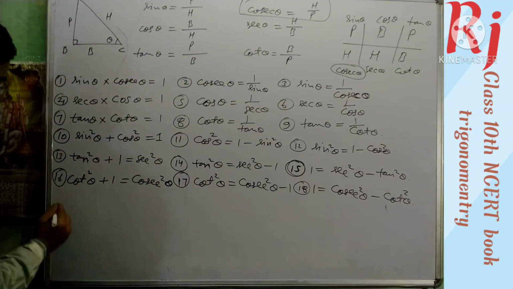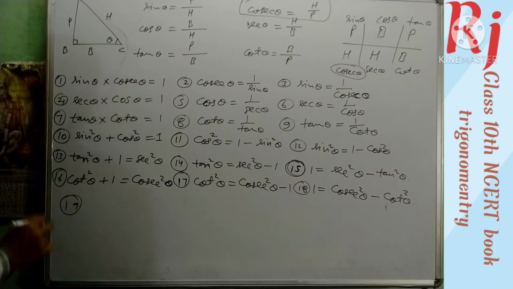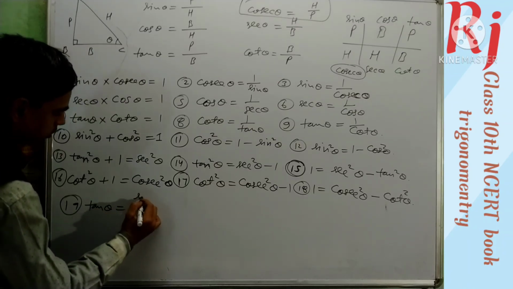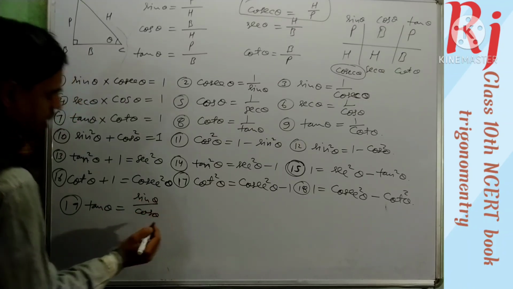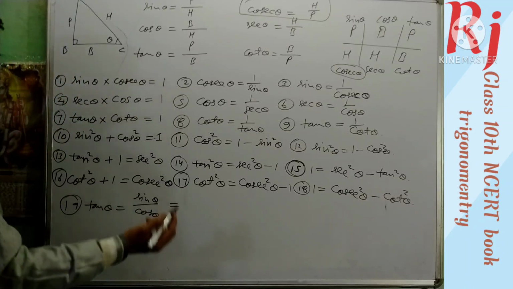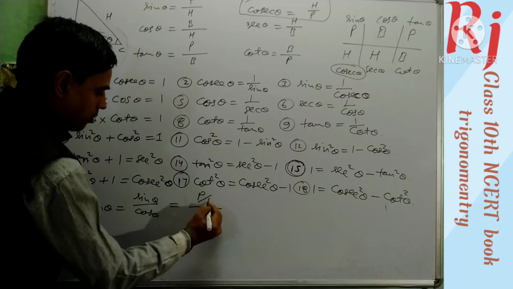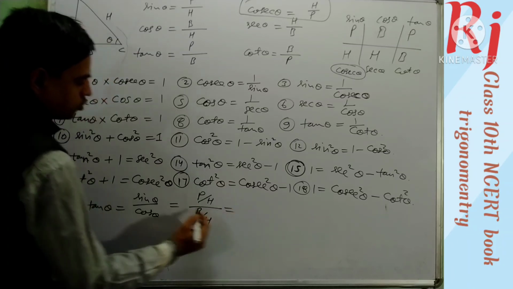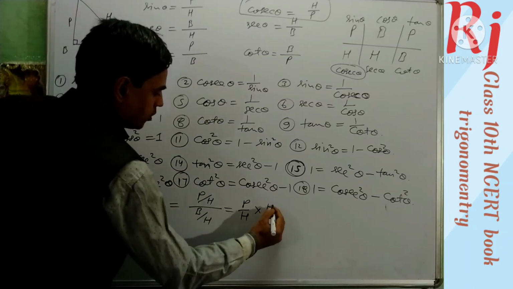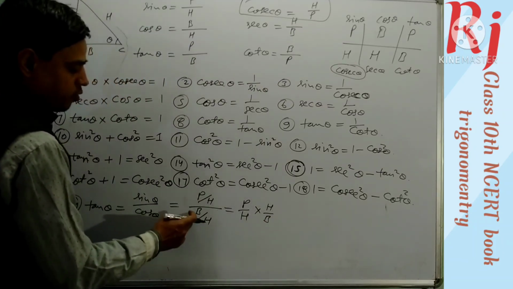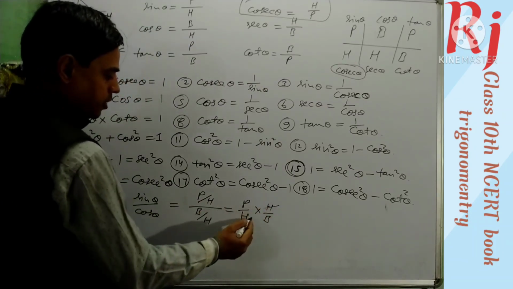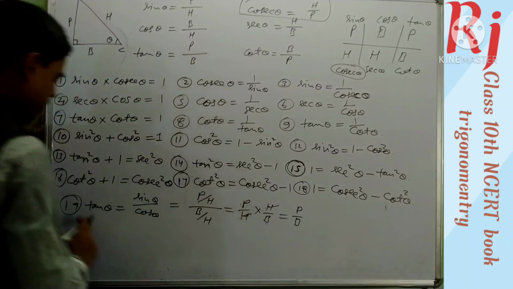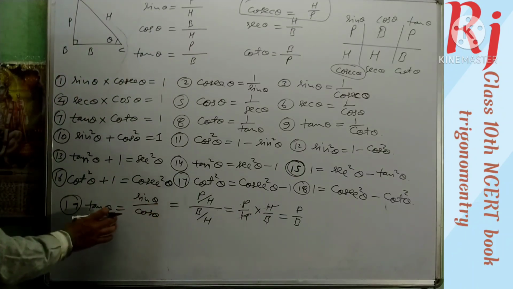Now I am going to write the 19th formula. According to the 19th formula, tan theta equals sin theta upon cos theta. How is that possible? Because sin theta equals perpendicular upon hypotenuse, and cos theta equals base upon hypotenuse. So perpendicular upon hypotenuse into hypotenuse upon base. We take the reciprocal of the denominator. So now hypotenuse is cancelled by hypotenuse, and then perpendicular upon base equals tan theta. So that's why sin theta upon cos theta equals tan theta.